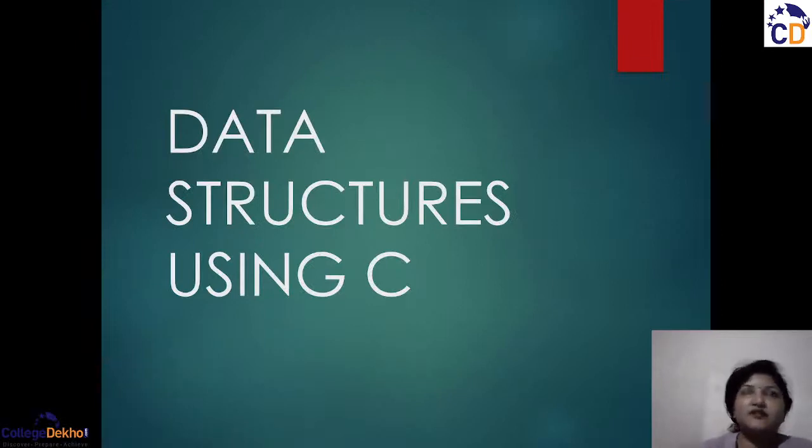What is a data structure? We will be discussing in this session what data structures are and about arrays. One of the data structures, I'm going to tell you one example of arrays in one dimension and in two dimensions. So let us begin with the session.